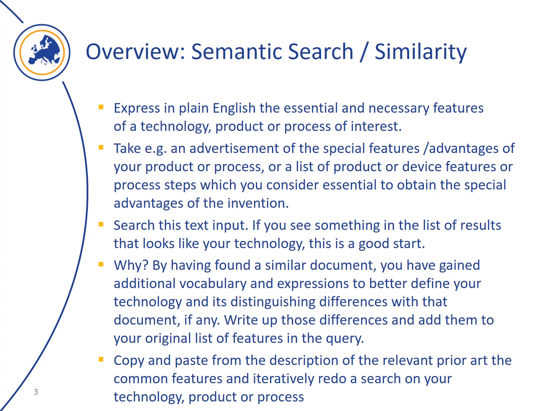For instance, one can take an advertisement of the special features or the advantages of a certain product or process, or a list of product or device features or process steps which you consider essential to obtain the special advantages of the invention. And then this English text, it has to be an English text, can be input and a search started.